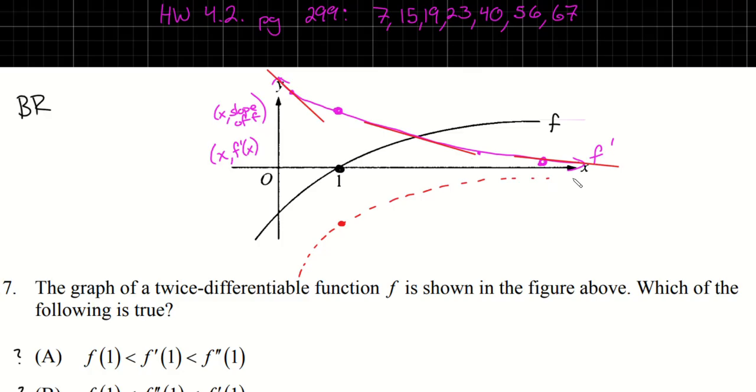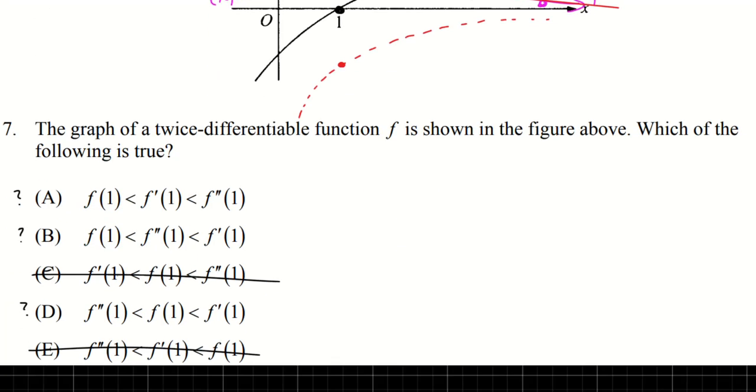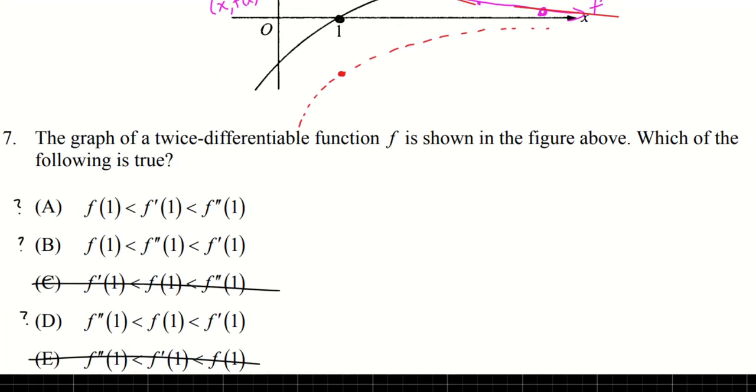So based on these, what's the biggest? f prime of 1, f of 1, or f double prime of 1? f prime of 1 is the biggest, and what's the smallest? f double prime of 1. So I'm just going to check. Prime is the biggest, double prime is the smallest.